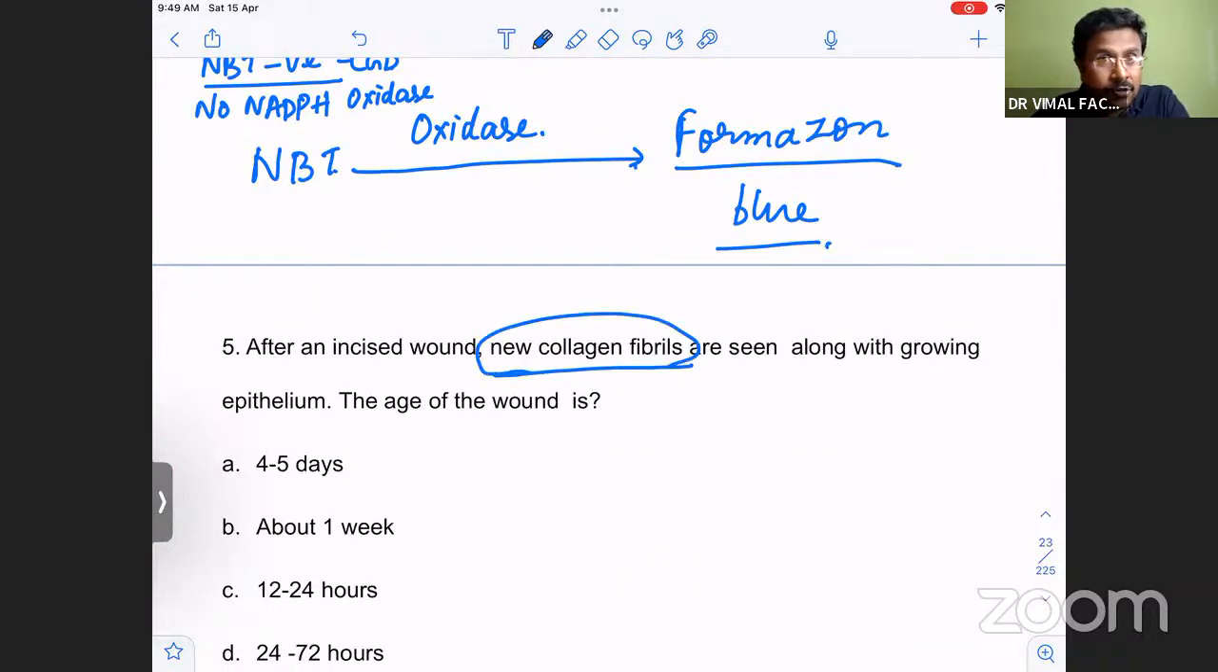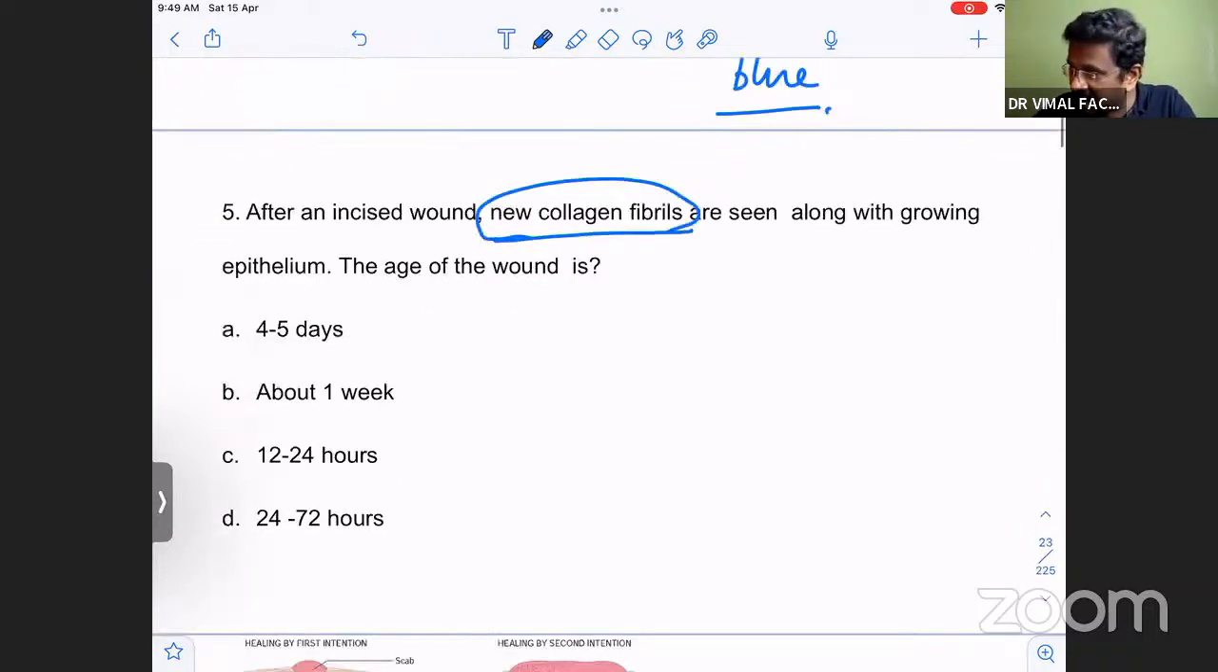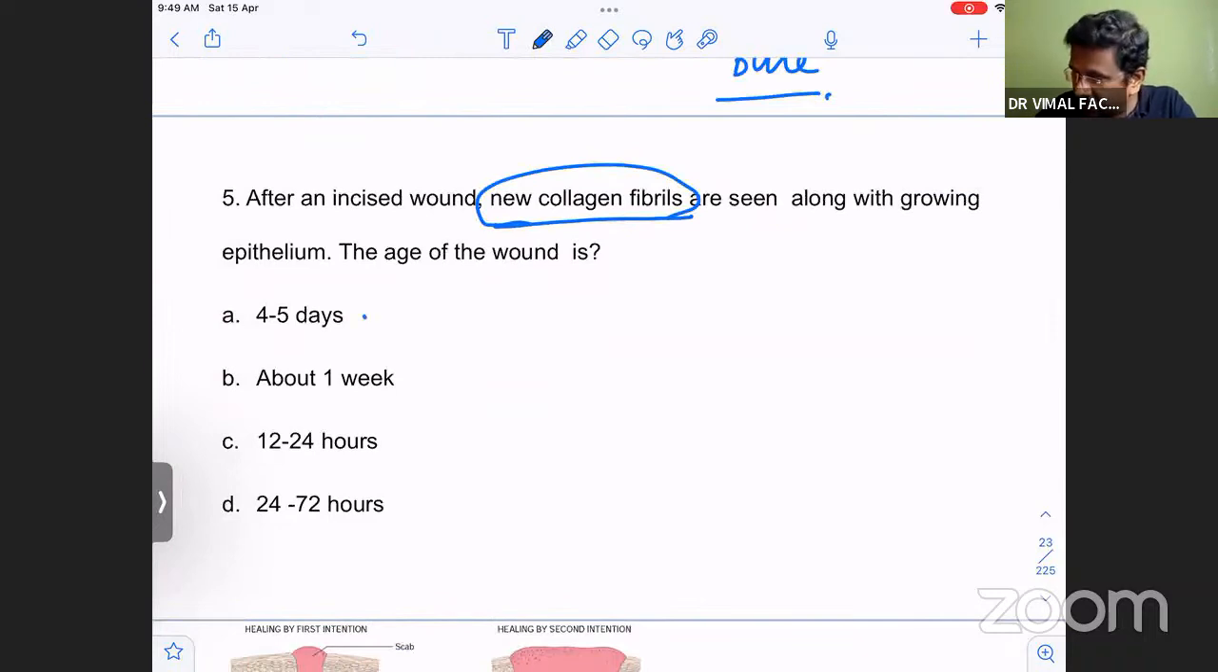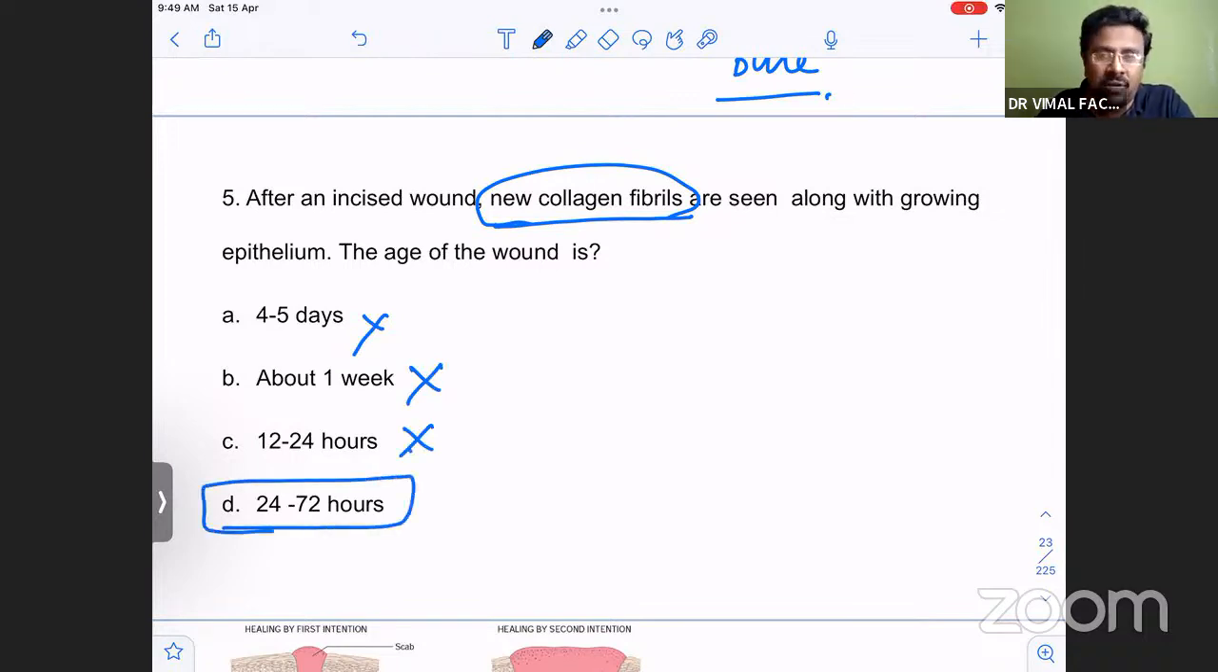So coming back to the question here, when new collagen fibrils are formed along the growing epithelium, you know that on the third day only the early granulation tissue occurs and the new collagen fibrils are formed. So we are searching for the third day. No, it is 4 to 5 days and about 1 week. This is not there. 12 to 24 hours, it is not there. So for the third day, the option that fits is 24 to 72 hours. So the correct answer here is 24 to 72 hours.